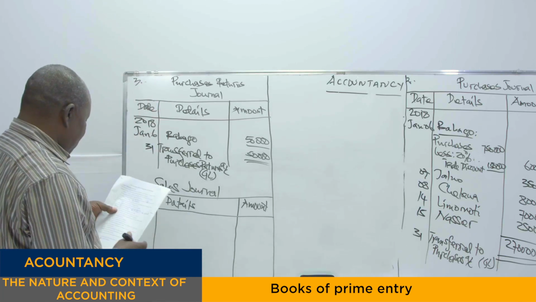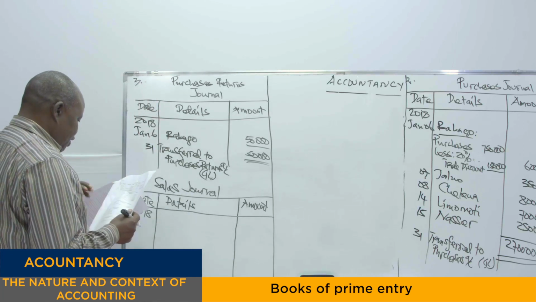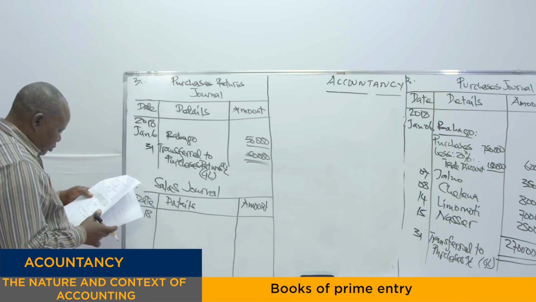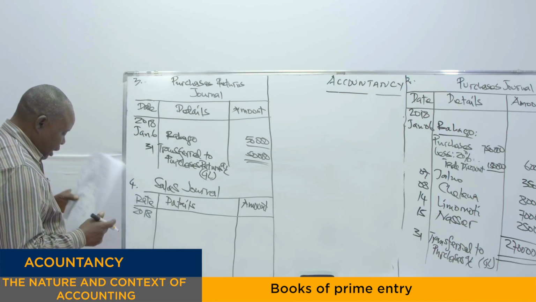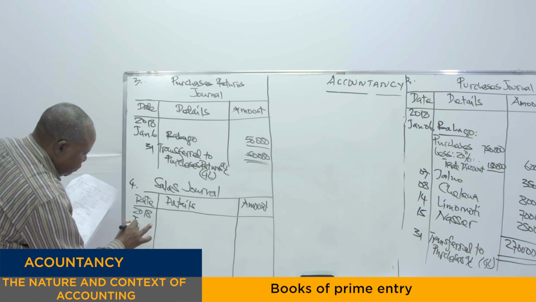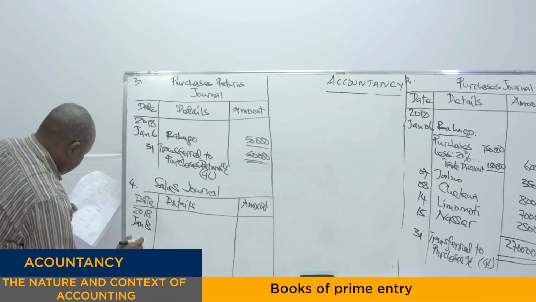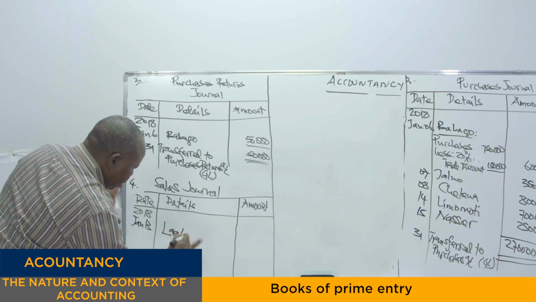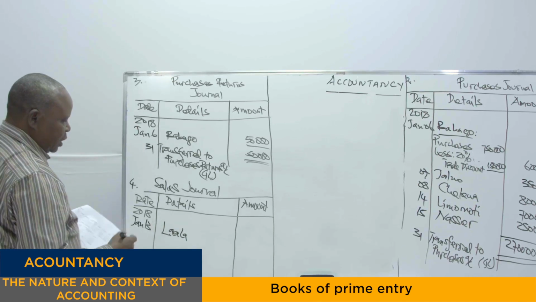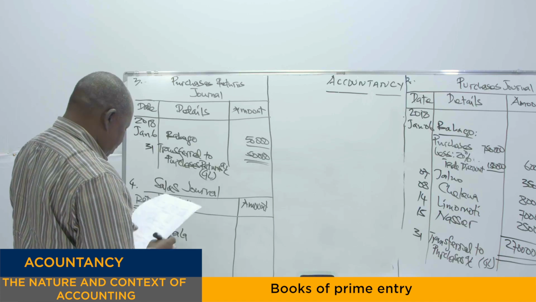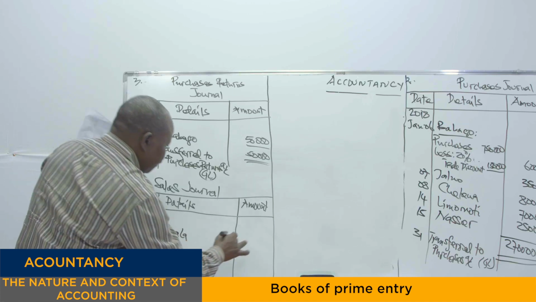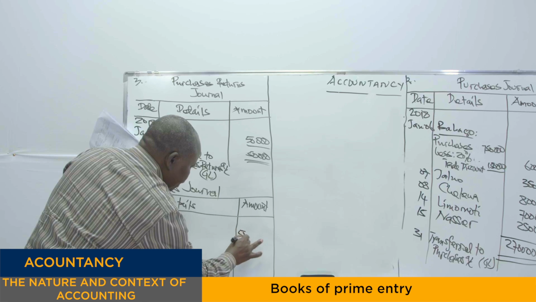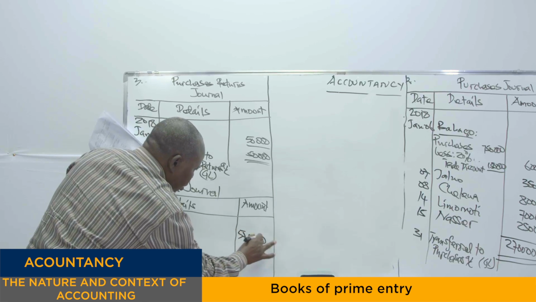So we just write here the date, that is January 13, La Ala. Now La Ala, of course, will go to debtors. The amount is 575,000.